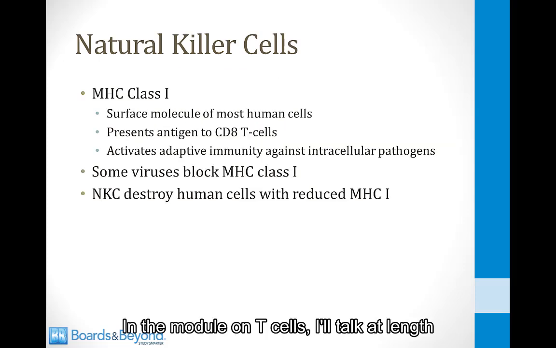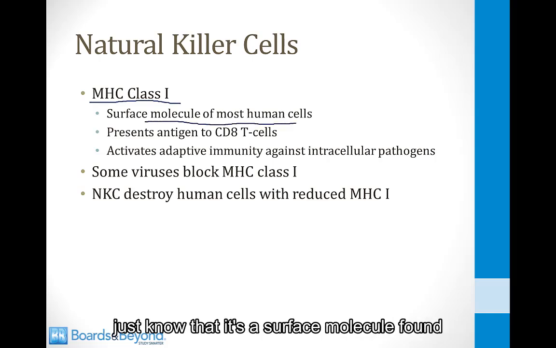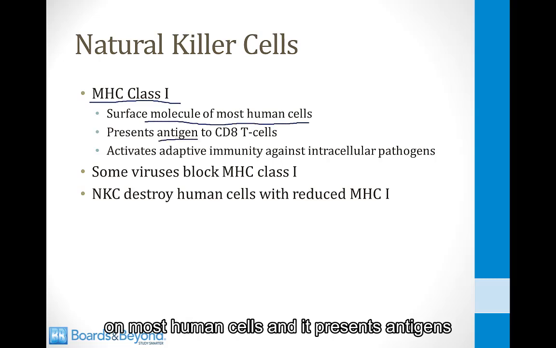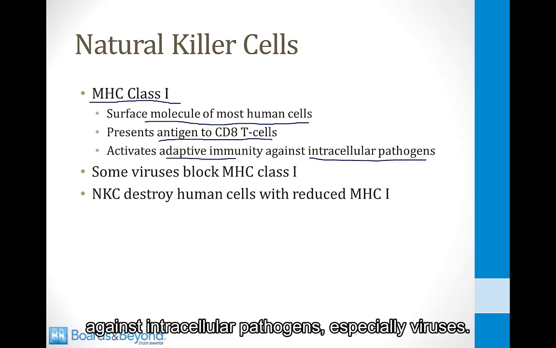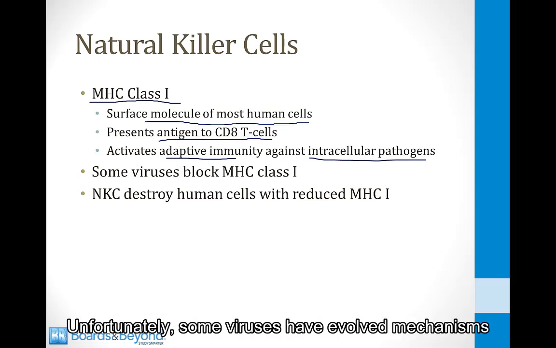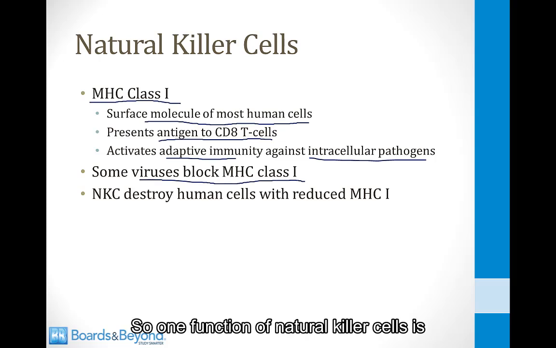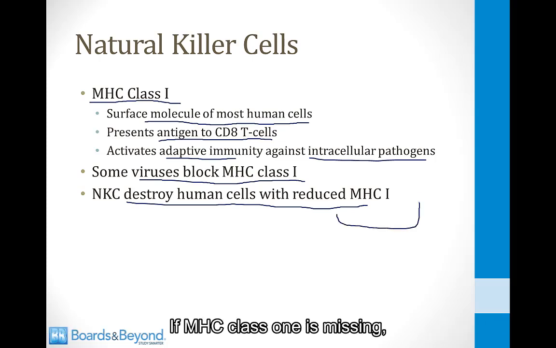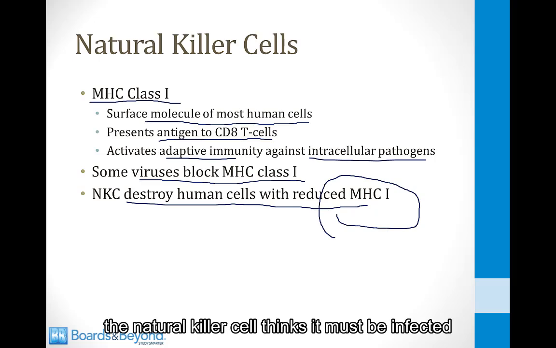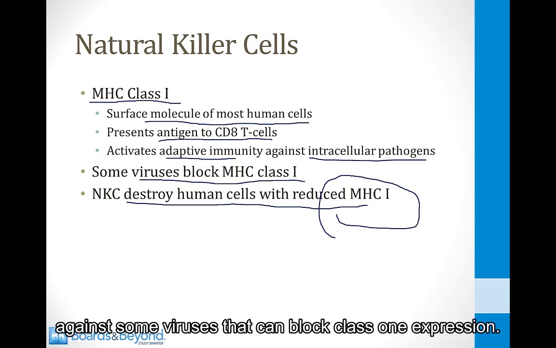In the module on T cells, I'll talk at length about MHC class 1, but for our purposes here, just know that it's a surface molecule found on most human cells, and it presents antigens to CD8 T cells to activate the adaptive immune system against intracellular pathogens, especially viruses. Unfortunately, some viruses have evolved mechanisms to block MHC from getting to the surface of cells. So one function of natural killer cells is to destroy any human cell that does not have MHC class 1. If MHC class 1 is missing, the natural killer cell thinks it must be infected with a virus and it destroys that cell. And this is a very important way we protect ourselves against some viruses that can block class 1 expression.